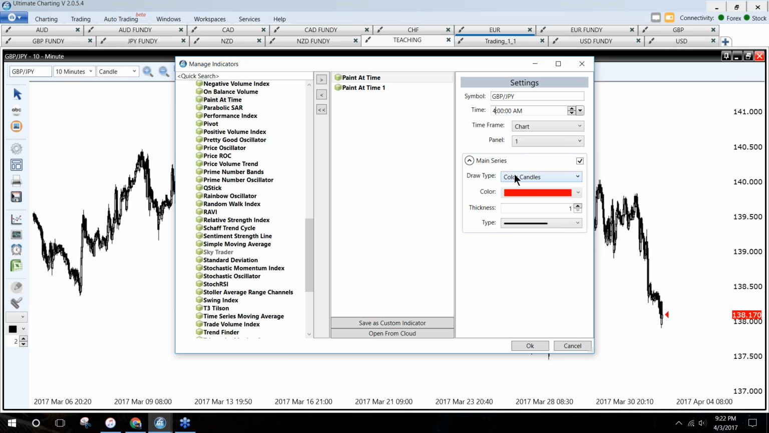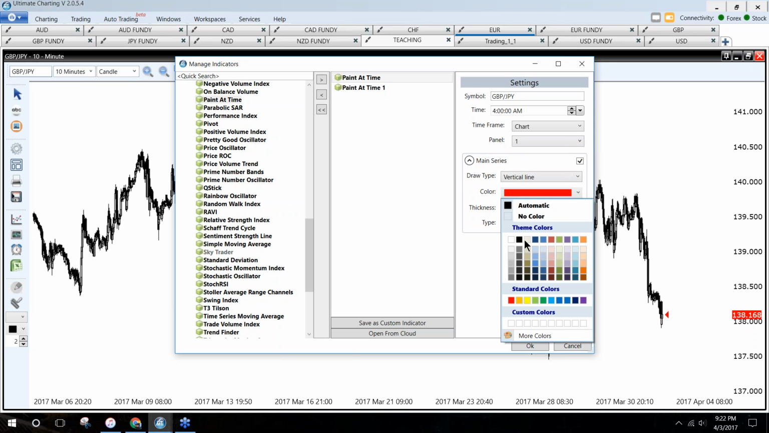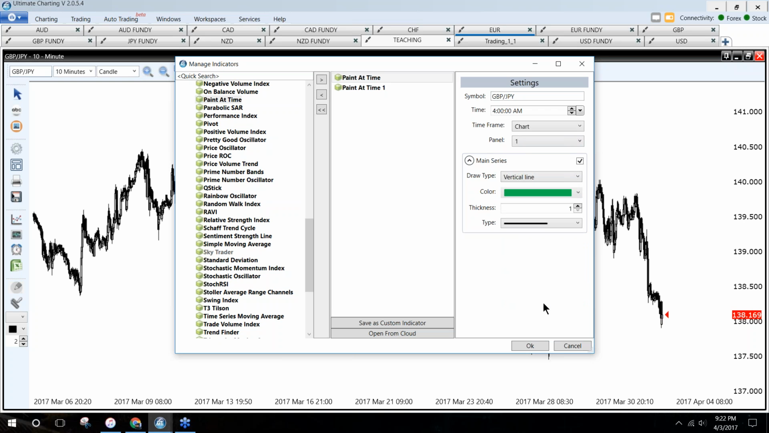And I'm going to change the draw type to a vertical line and change the color to green for go. All right? So I've changed my first paint at time indicator to the start time when the session begins. And I'm going to do the same thing for the second paint at time indicator, where I'm going to put in the stop time. Since my charts are based off Eastern time, that would actually be 12 p.m., post-meridian, lunchtime. All right? I'm also going to change the draw type to a vertical line, but I'm going to leave it at red for stop. Okay? So I've got one paint at time indicator that's set to the start of the European session, and the other that's set to the end of the European session.